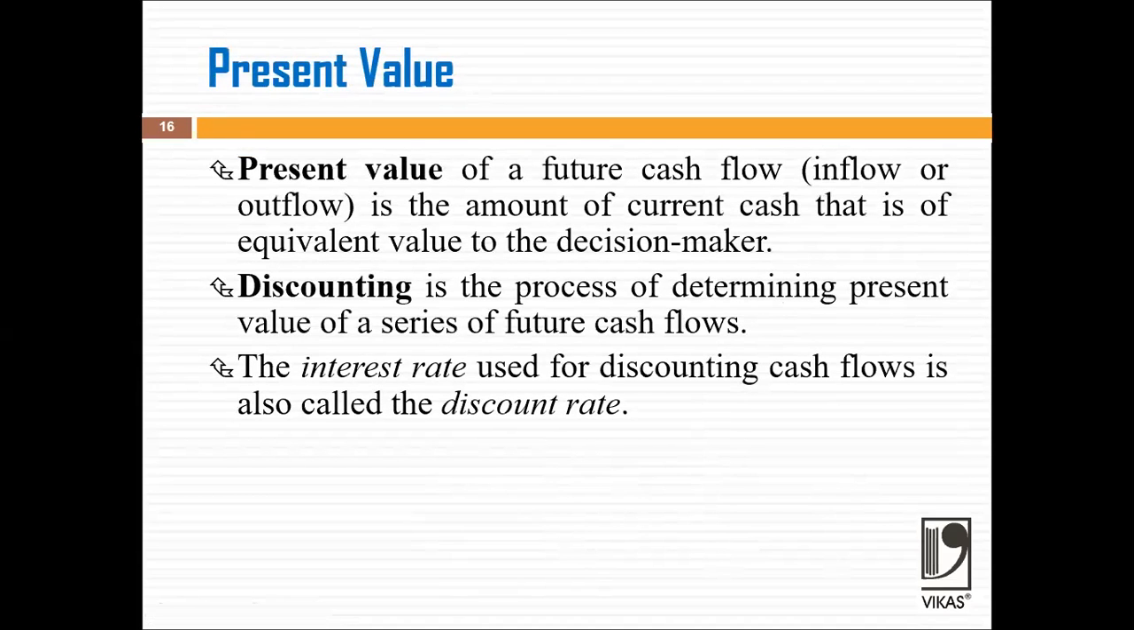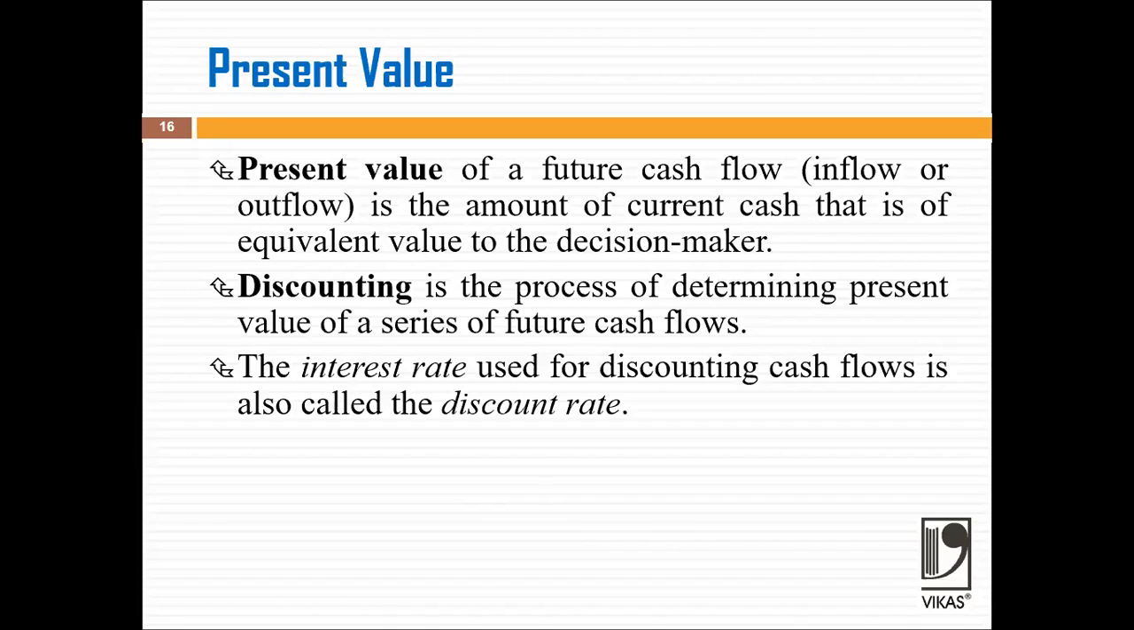Now we will move to present value. Present value of a future cash flow, inflow or outflow, is the amount of current cash that is of equivalent value to the decision maker, right? You will receive a certain amount of money in the future, after 5 years or 10 years or so. Then you have to convert this value into present value. Discounting, right? Compounding is used to convert present value to future value. Discounting is the reverse. We have to use discounting to convert future value into present value.